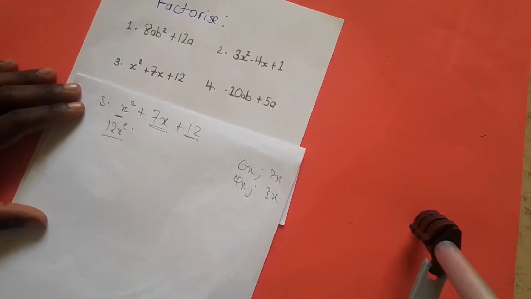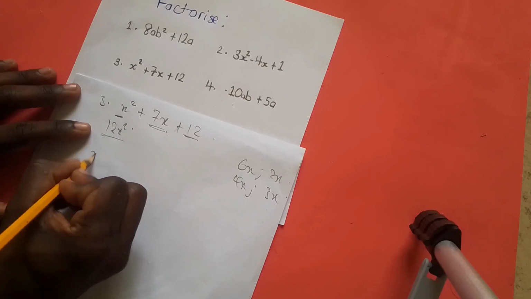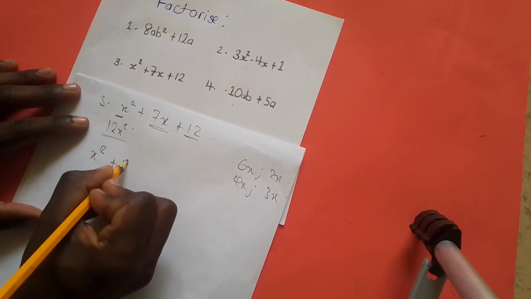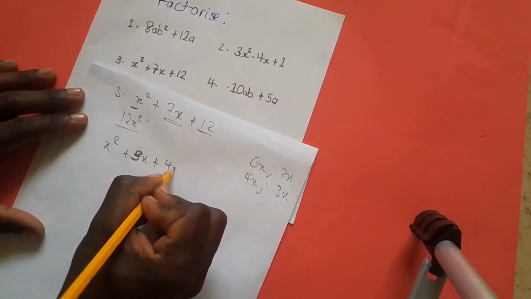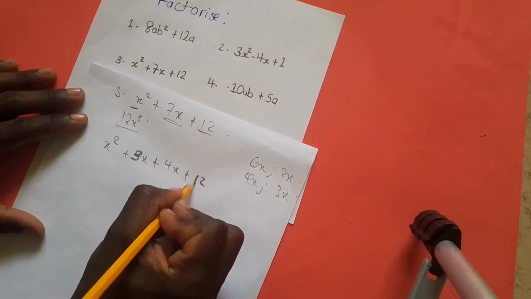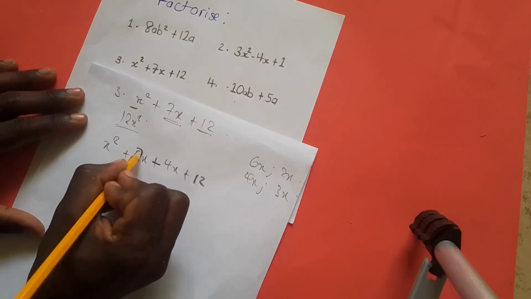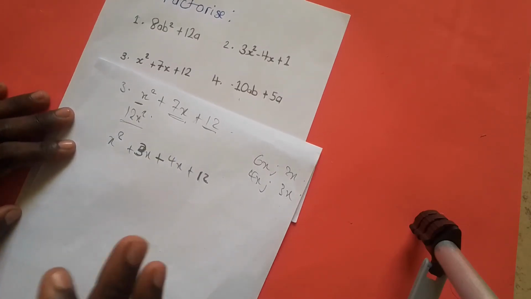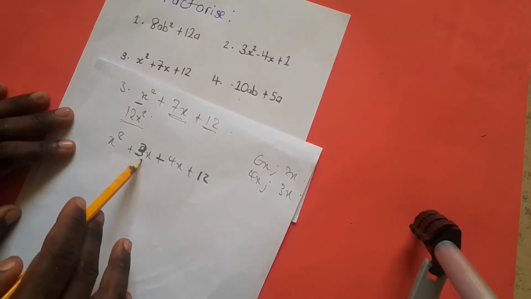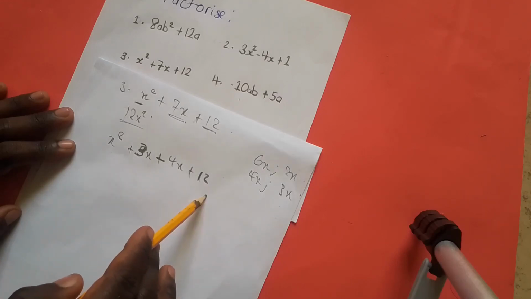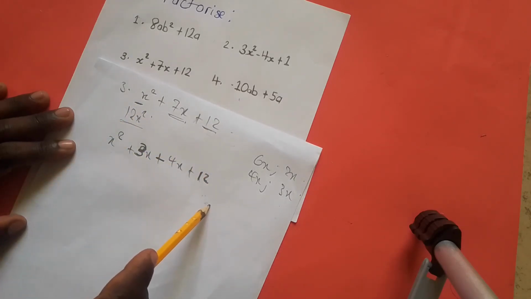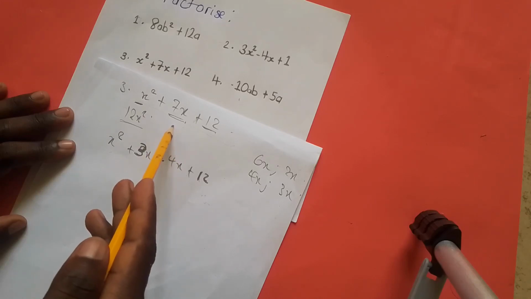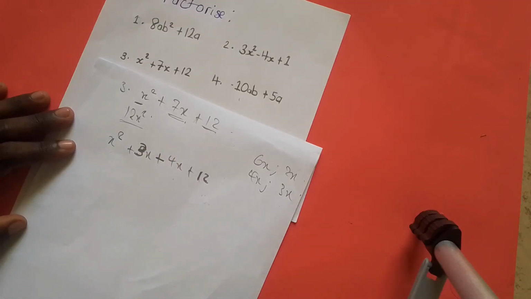So we rewrite the expression now and split the term in the middle, splitting 7x, right? So x squared plus 3x plus 4x plus 12. I hope you're paying close attention. Nothing has changed in this expression. This expression is just equal to the original expression, but the only difference is that we've split 7x. 3x plus 4x is just equal to 7x, right?